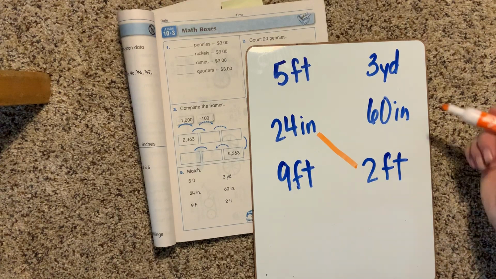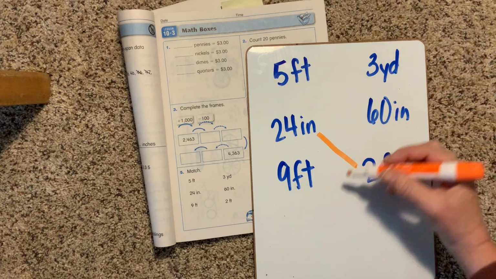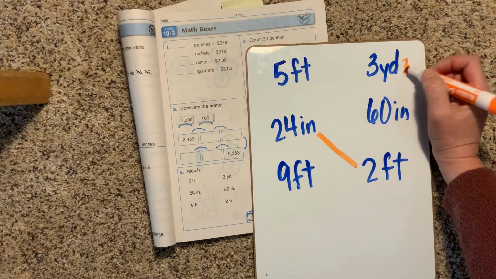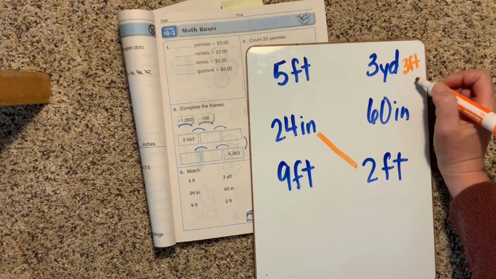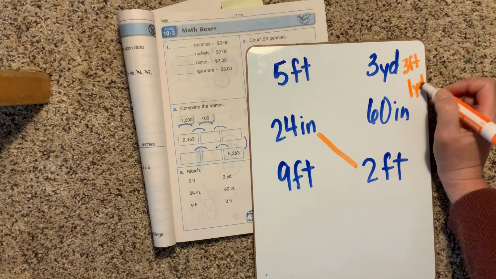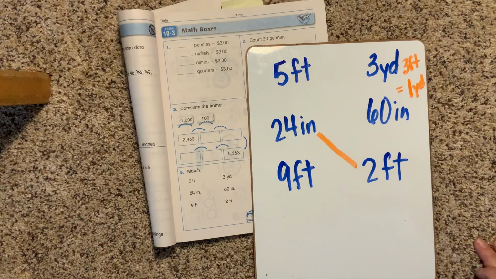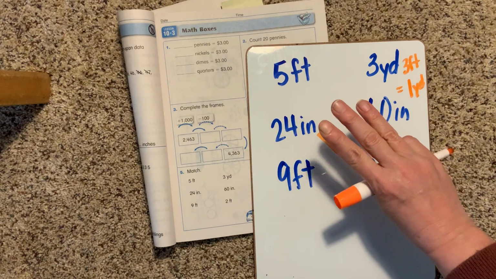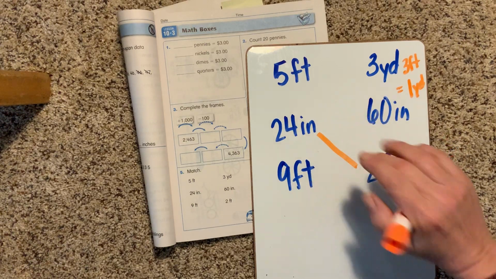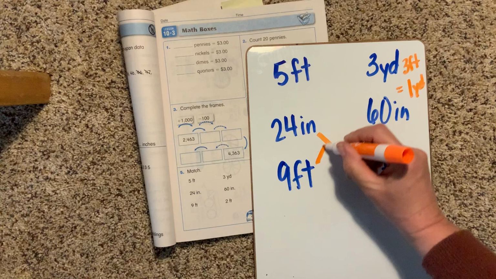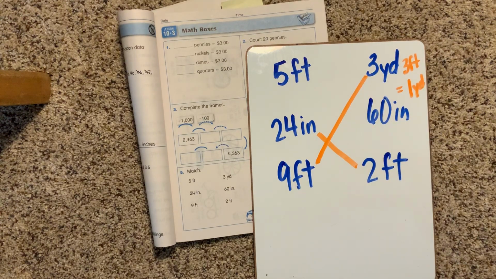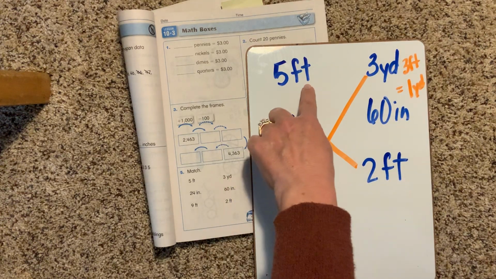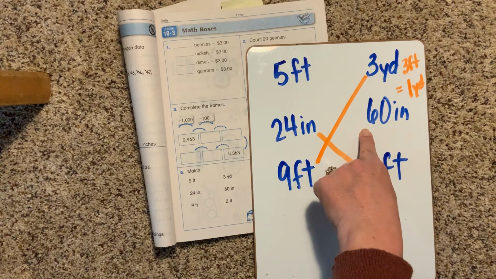Now I remember that yards and feet, I have 3 feet that make 1 yard. 3 feet equal 1 yard. So 3 and 3 and 3. 3 plus 3 is 6 plus 3 more is 9. 9 feet would be 3 yards. And I'm left with 5 feet being 60 inches. And I want to think, is that reasonable?